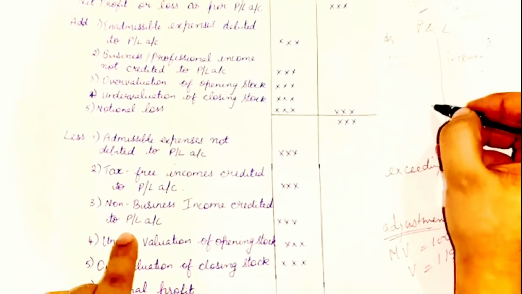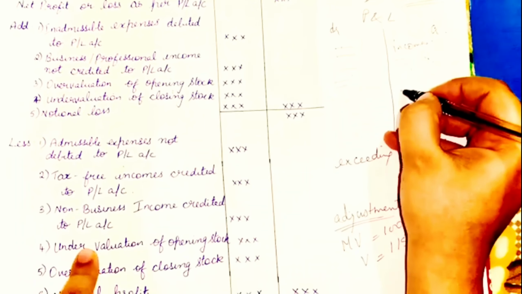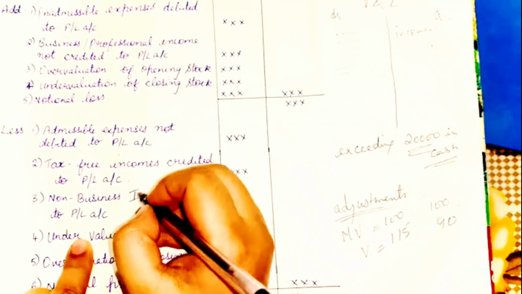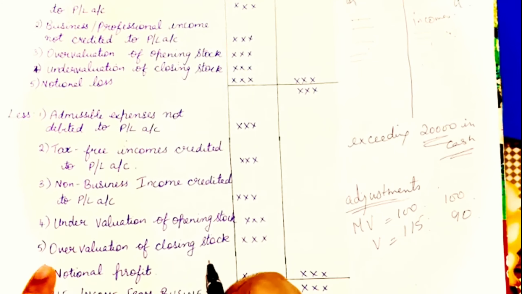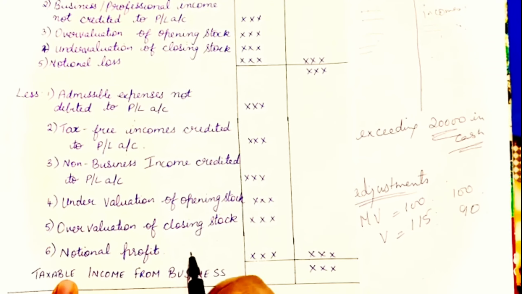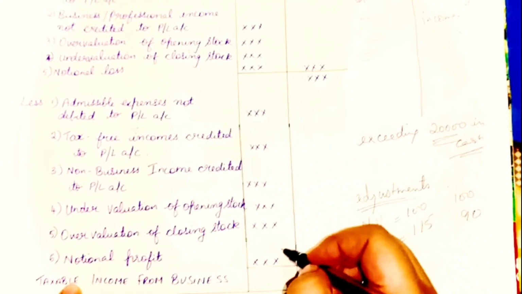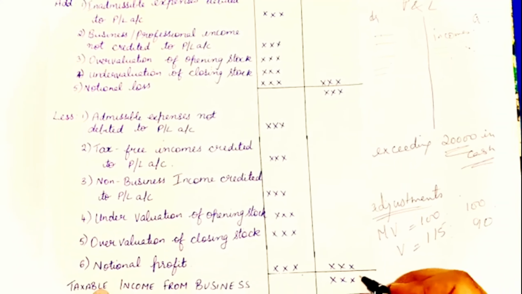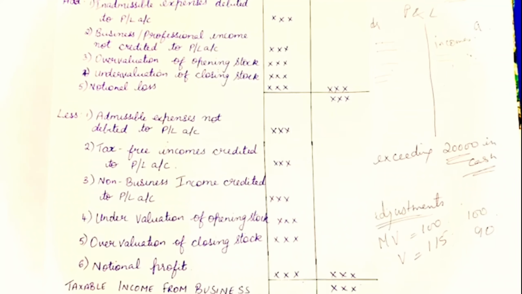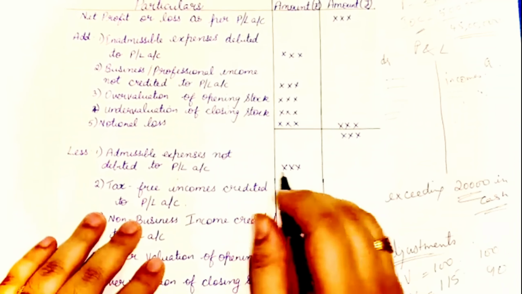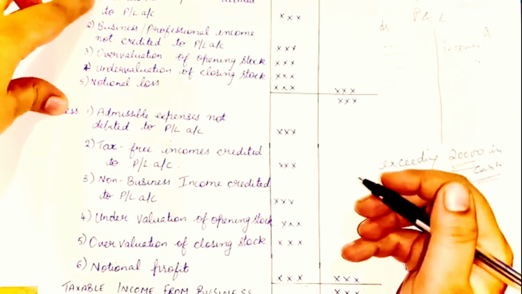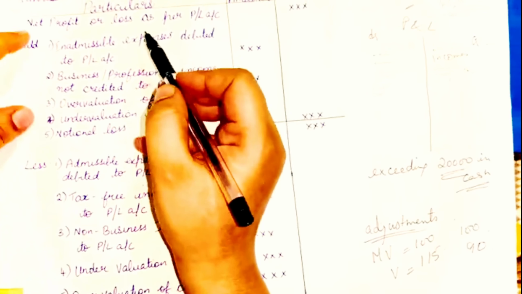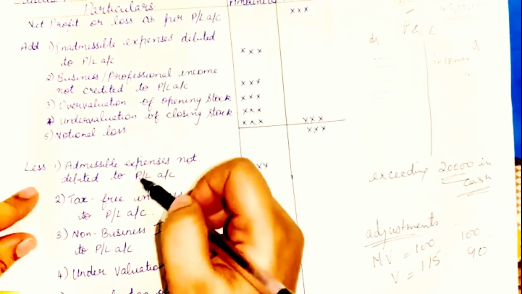On the other hand, if I get income from trading, from lottery winnings or puzzle games and all, it is not related to business, so that income again will come over here. Next item is undervaluation of opening stock. Then we have overvaluation of closing stock, and the last item we have is notional loss. Finally, after you write these items in the inner column, then the total of this has to be written over here, and final answer which you get will be taxable income from business. So I'll repeat again, for net profits, I should add inadmissible expenses and less admissible expenses and all these items. Whereas if it is net loss, you will minus all these items and you will add all these items.